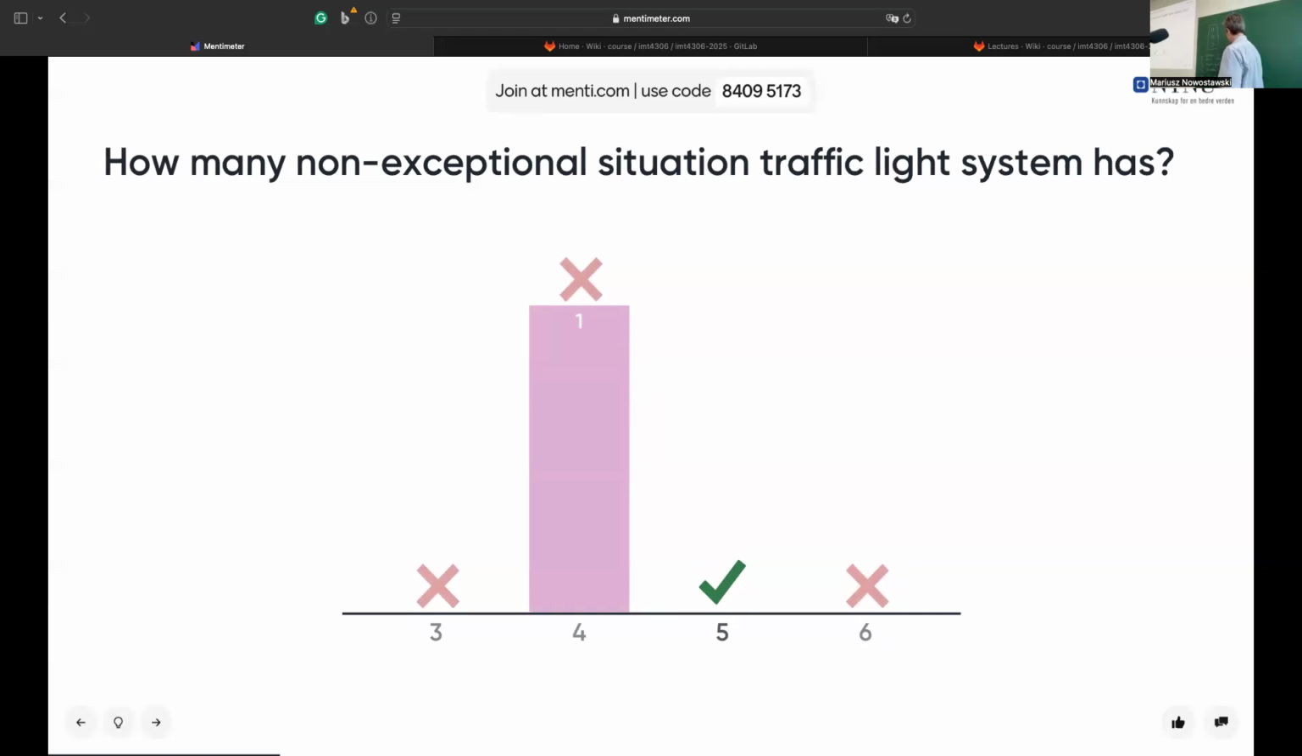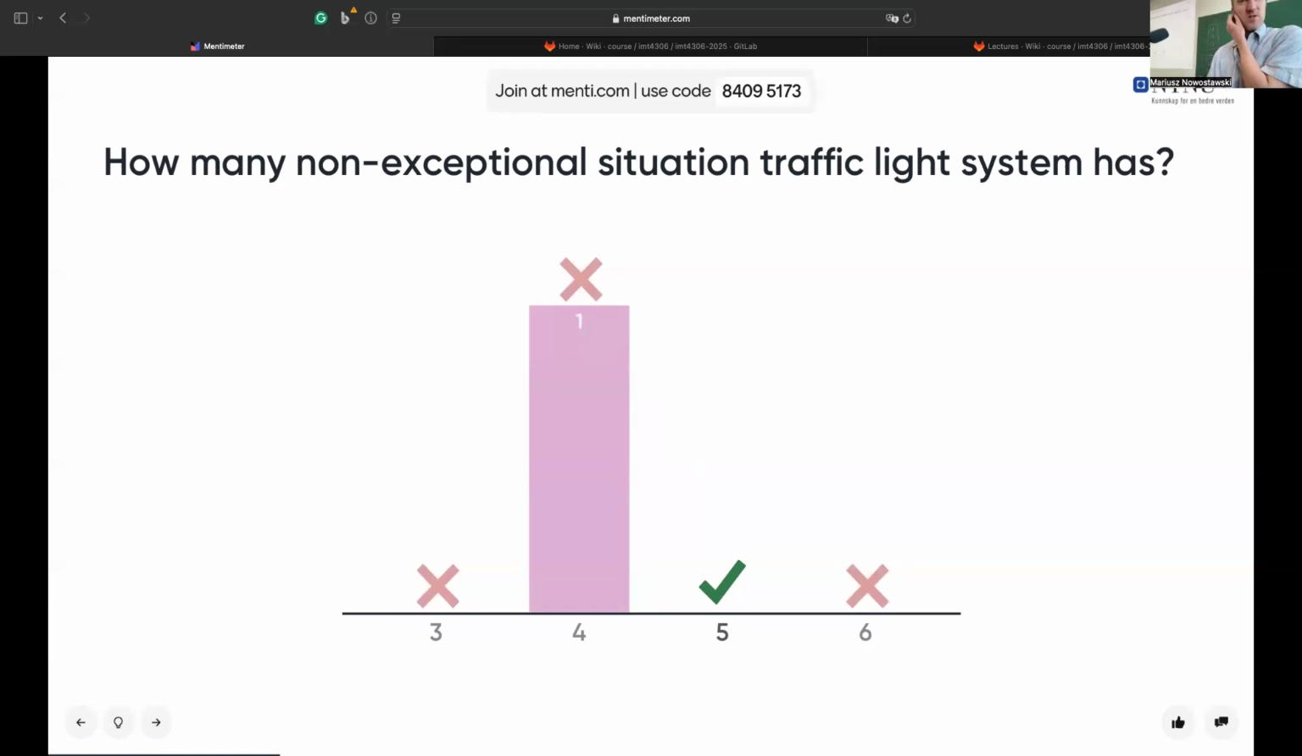That's not an exceptional situation, although you can say this is also kind of exceptional. It says the traffic lights are currently not working, but they are kind of working. This one definitely says the traffic lights are not working if they are just off, right? So let's say 4 or 5.